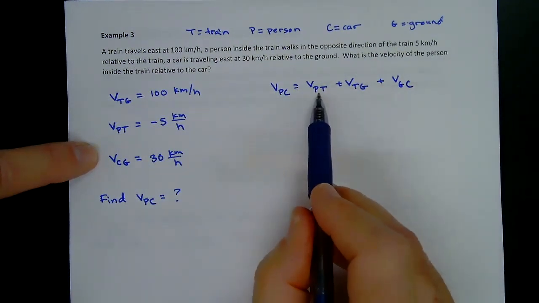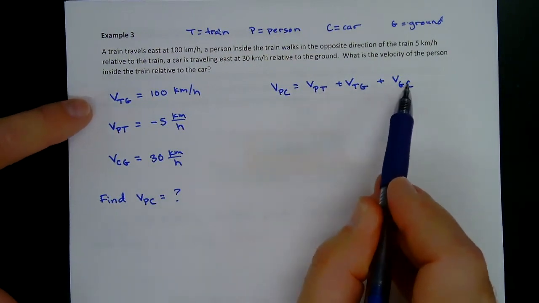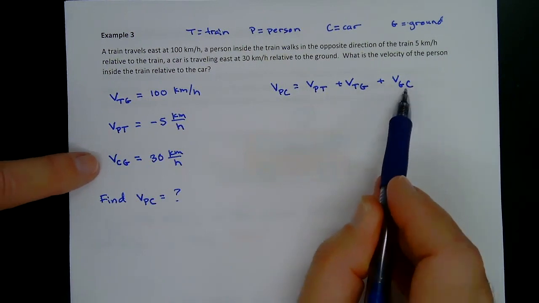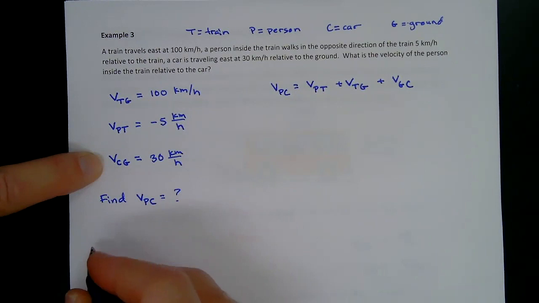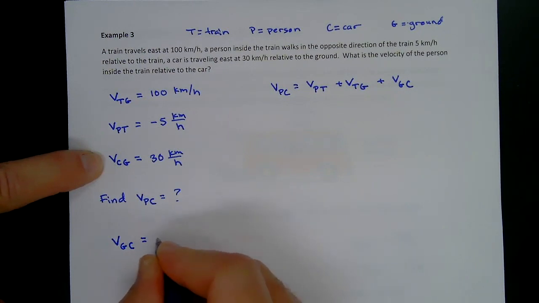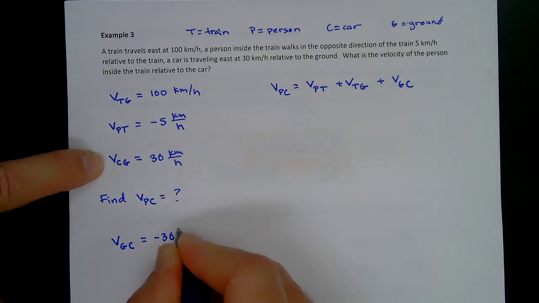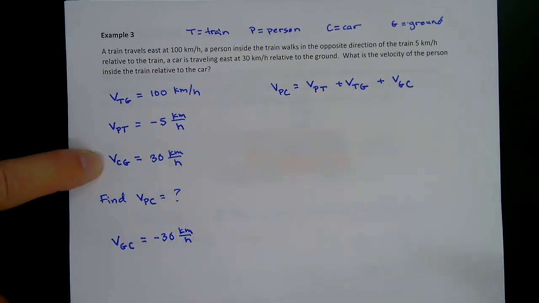Now we have this one, right? That's -5. We have this one, that's 100. We don't have this one, right? But we can get it because we have the velocity of the car relative to G. So we know the velocity of the ground relative to the car would have to be equal to -30 kilometers per hour. So if you have one of these, you've got another one too, right?